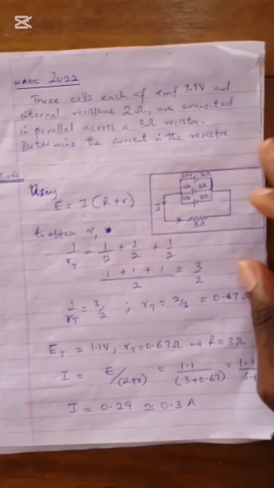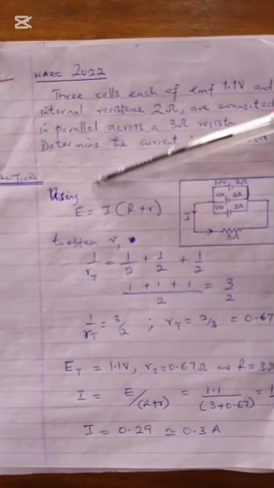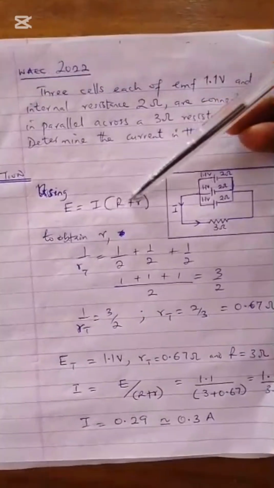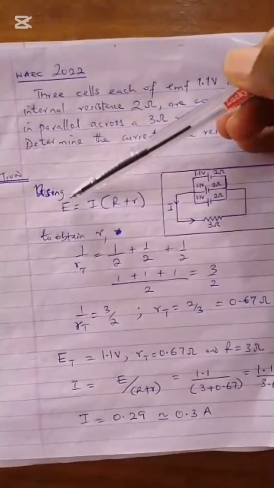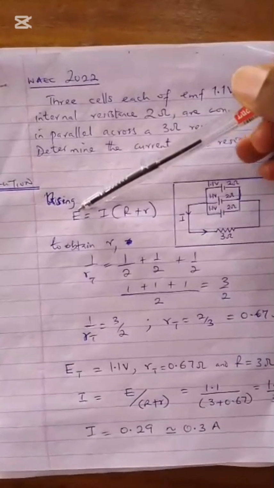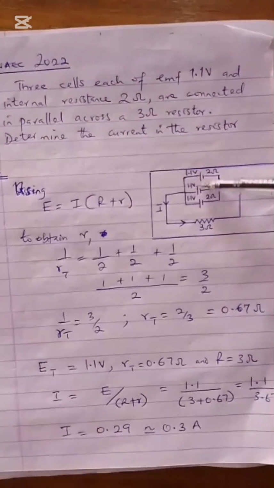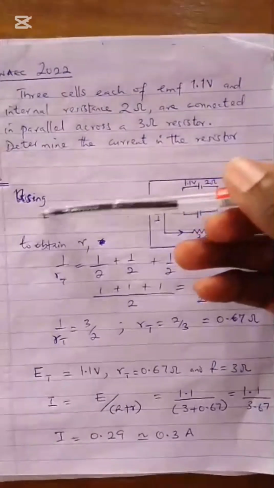Alright, so now to solve this question, we have to use the formula that connects internal resistance, small letter r, external resistance, capital R, current, and EMF. For cells in parallel like this, the effective EMF is the EMF of one of the cells. So we're going to use 1.1 volts as the effective EMF.